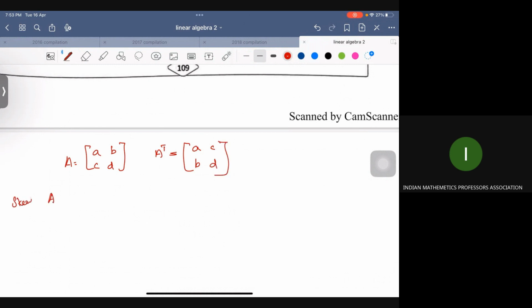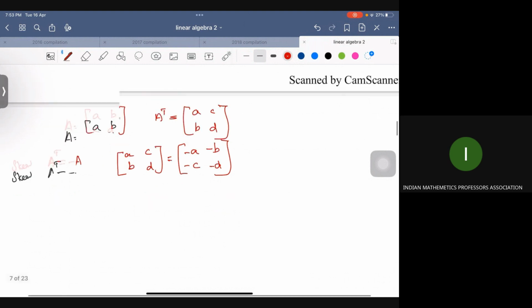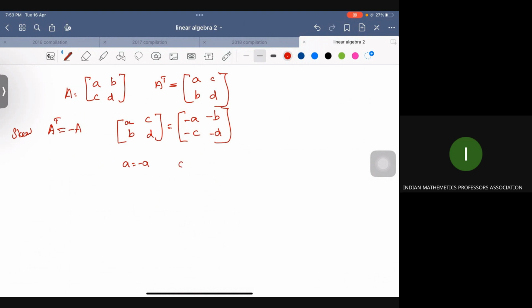Skew symmetric means A transpose equal to minus A. So A transpose, which is A, C, B, D, is equal to minus A, minus B, minus C, minus D. So equate the corresponding elements. A is equal to minus A, C equal to minus B, B equal to minus C, D equal to minus D. Bringing this to both sides, 2A is equal to 0, which implies A is 0. And 2D is equal to 0, which implies D is equal to 0. And C is equal to minus B. That is, the diagonal element should be 0.